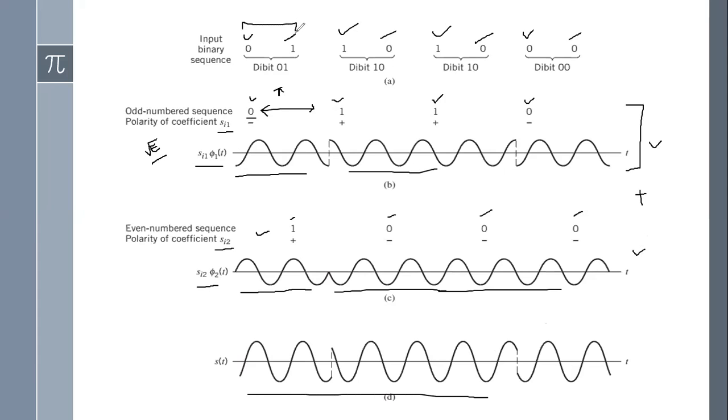So this is the signal which represents 0 1. This is the signal which represents 1 0, and this one represents 0 0. How am I getting this? I am getting this by adding these two coefficients. I simply add these two coefficients and I get this.